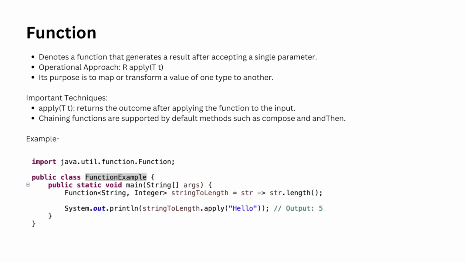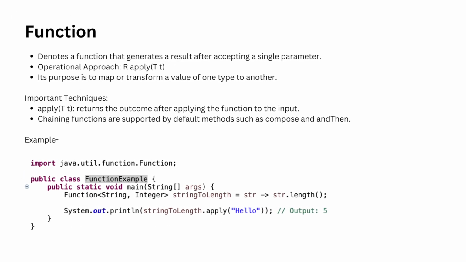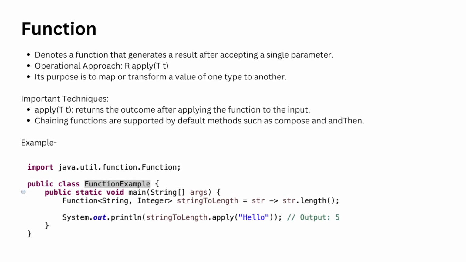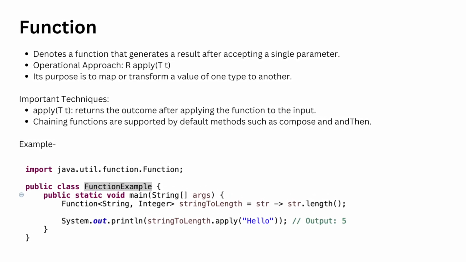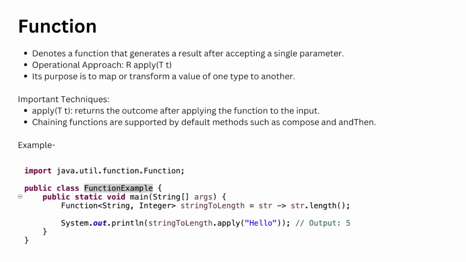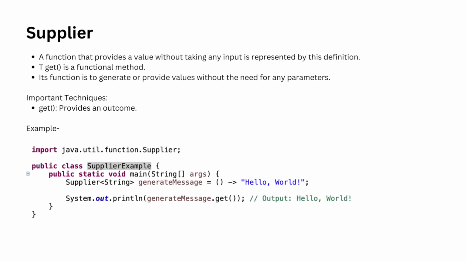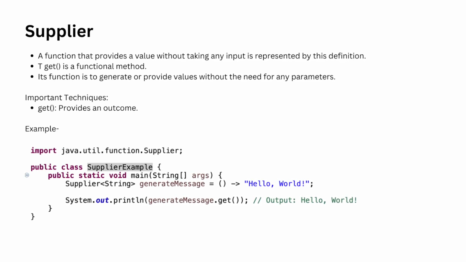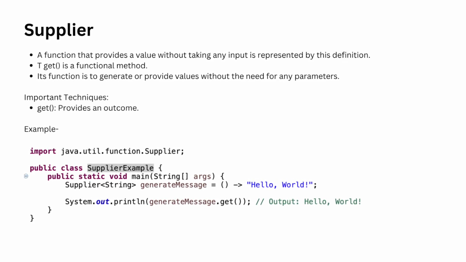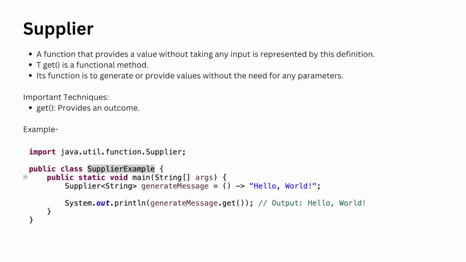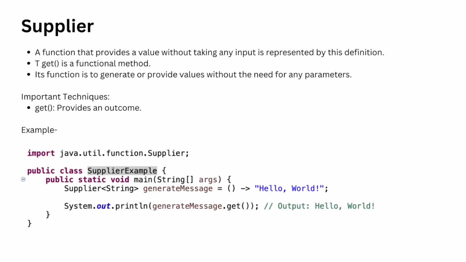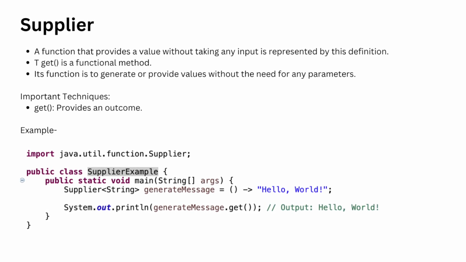In Function, this represents a function that accepts one argument and produces a result. So here we have a method apply. So the purpose here is to transform or map a value of one type to another. Now we have Supplier, which represents a function that supplies a value without accepting any input. So in Function you were accepting an argument, but here you don't expect any argument. So this is used to generate or supply values without requiring any arguments.